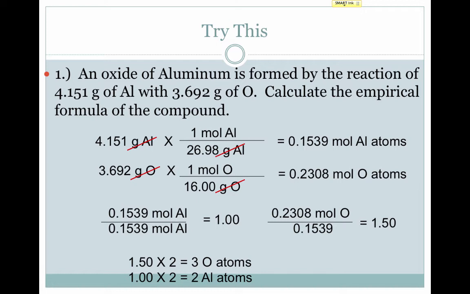2 times 1 is 2, and 2 times 1.5 is 3, giving us a ratio of 3 oxygen atoms for every 2 aluminum atoms, or 3 moles of oxygen for every 2 moles of aluminum. And it gives us an empirical formula of Al2O3.